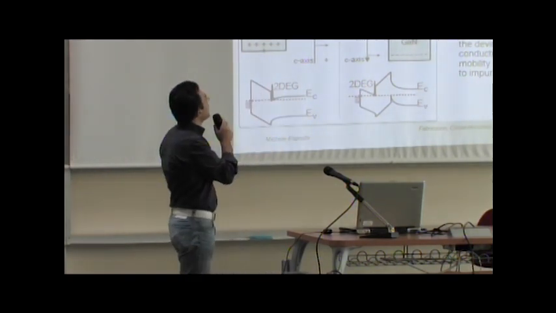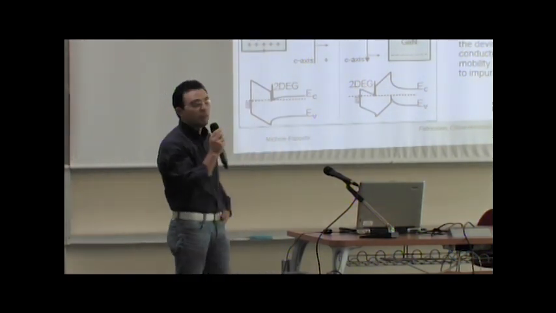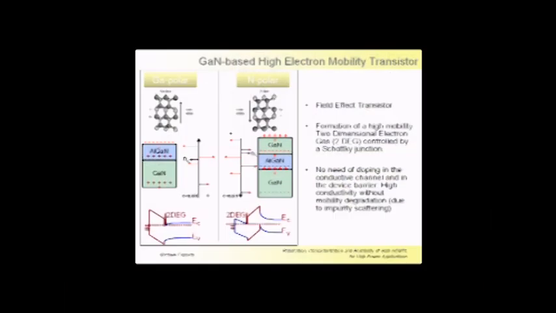The gallium nitride HEMT is a field effect transistor. The advantage of this structure is the formation of a two-dimensional electron gas at a heterointerface, AlGaN-GaN structure. The advantage is a very high mobility with very high charge density, and basically this structure exploits the high polarization charge of this material.